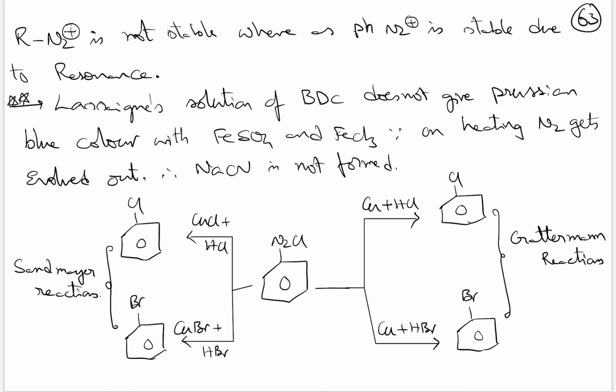Now coming to some reactions of benzene diazonium chloride. Benzene diazonium chloride on reaction with Cu plus HCl or Cu plus HBr, you will be getting chlorobenzene and bromobenzene. We call this reaction the Gattermann reaction. And the same benzene diazonium chloride, when it is reacted with CuCl plus HCl or CuBr plus HBr, we will get chlorobenzene and bromobenzene. We call this a Sandmeyer reaction. Between Gattermann reaction and Sandmeyer reaction, the difference is the way the reagent is taken. If you take copper separately plus HCl, it is a Gattermann reaction. If you take it combined as CuCl itself, CuCl plus HCl, it is Sandmeyer reaction.